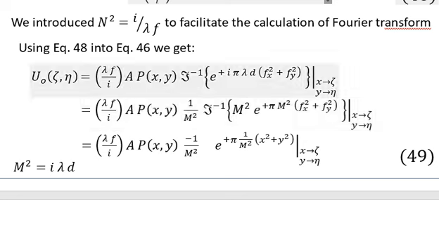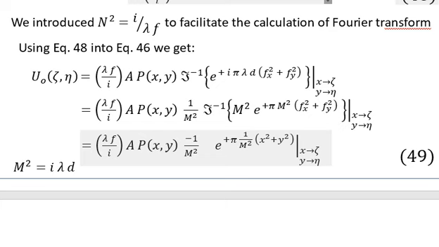So we are substituting this term as 1 over m square, and the same m square is introduced inside the curly bracket, and in the exponent we are also replacing the term by m square. So we have this very systematic thing that we can immediately write down the inverse Fourier transform of the quantity in curly bracket, which is given in the last step in equation number 49. So you see that the inverse Fourier transform is e to the power plus pi into 1 over m square into x square plus y square.